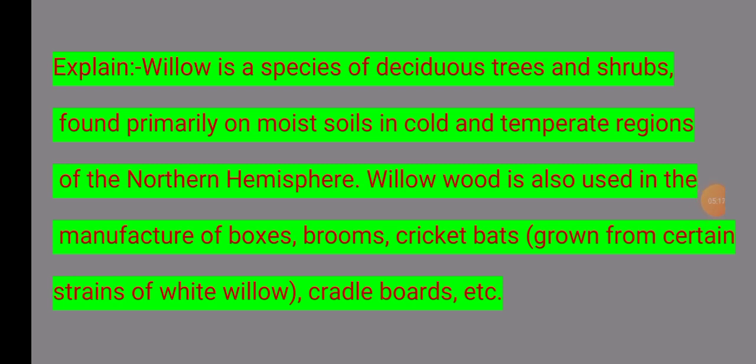Willow is a species of deciduous trees and shrubs found primarily on moist soil in cold and temperate regions of the northern hemisphere. Willow wood is also used in the manufacture of boxes, brooms, cricket bats, and certain strains of white willow, cradle boards, etc. Next question.